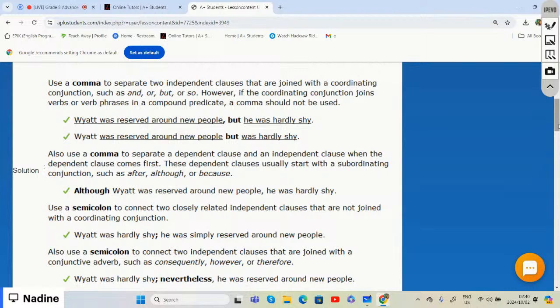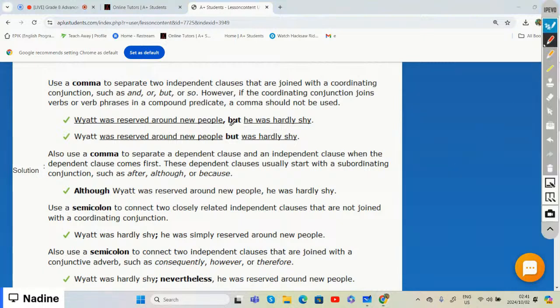Or a comma can just basically be put in a specific sentence in order to bring a pause, in order to bring a break, because we don't want run-on sentences, right? So here it says that we use a comma, and this is to separate two independent clauses. These are two clauses that can stand on their own.